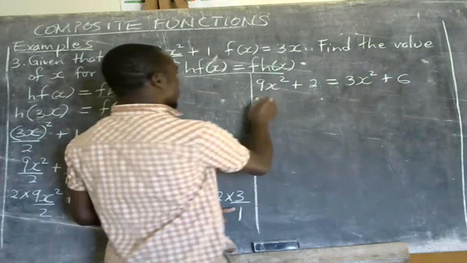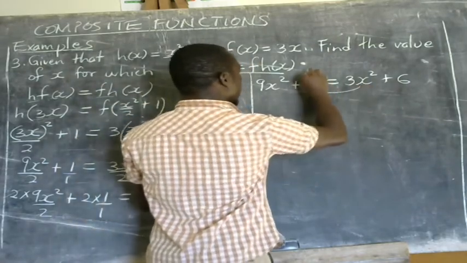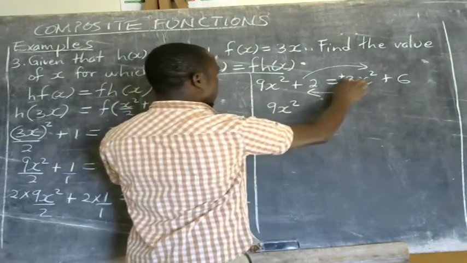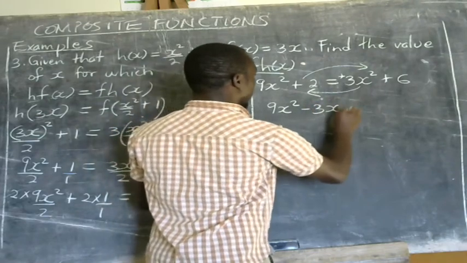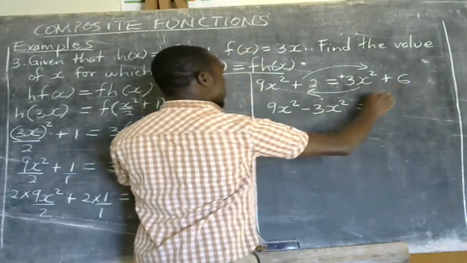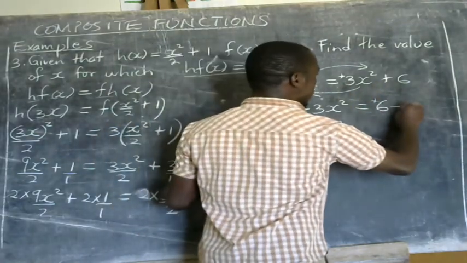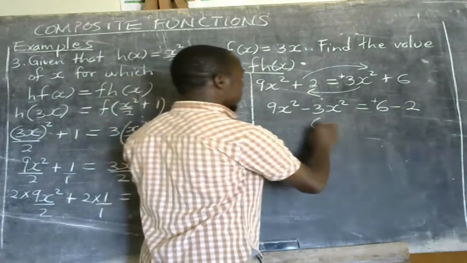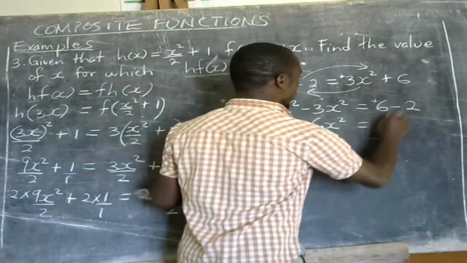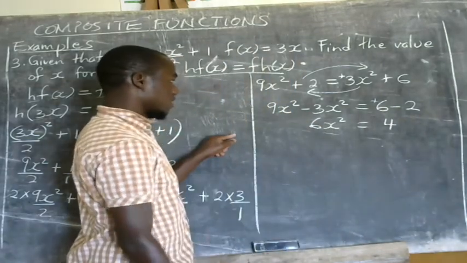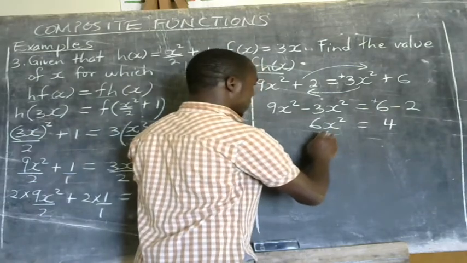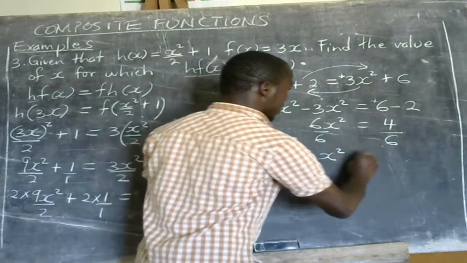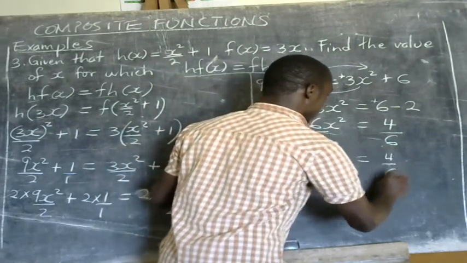Then now I collect like terms. I'm going to take this side and then the positive 2 to the other side. So this is going to be 9x squared. The 3x squared that was positive now takes up the negative. Then the 6 was positive, the 2 here was positive, then this one here is going to be a minus. When I subtract here, I'm going to have 6x squared is equal to 4 on the other side. Then I divide both sides by 6, so this is going to be x squared is equal to 4 all over 6.